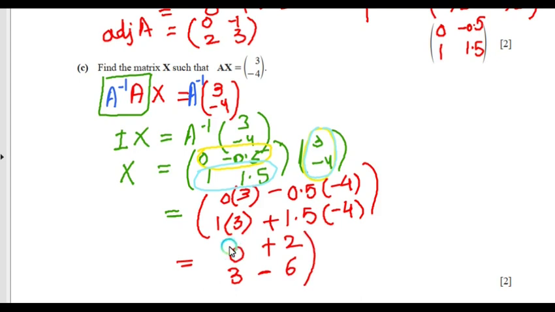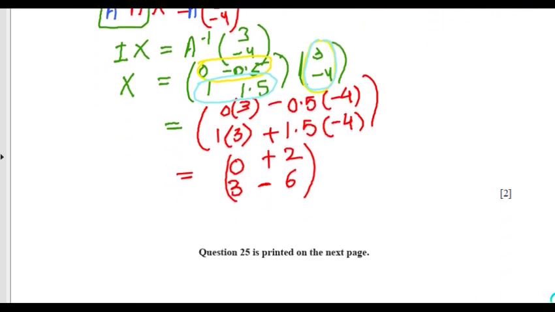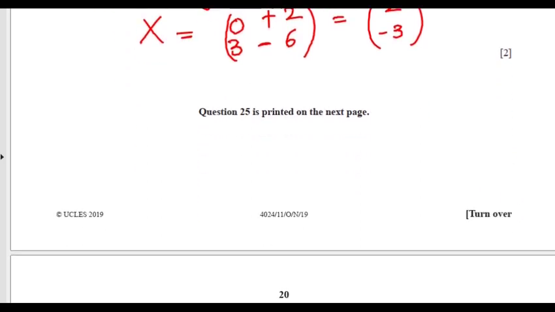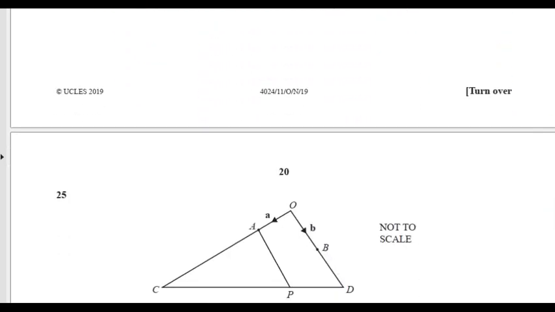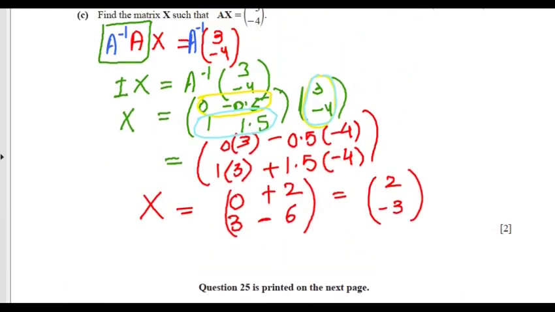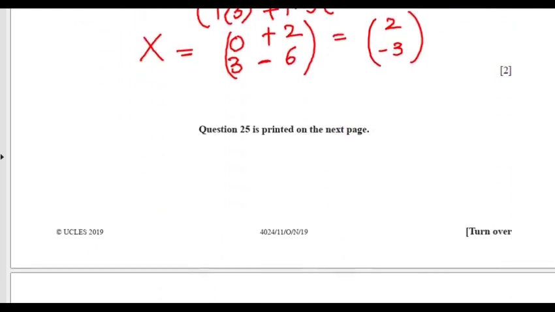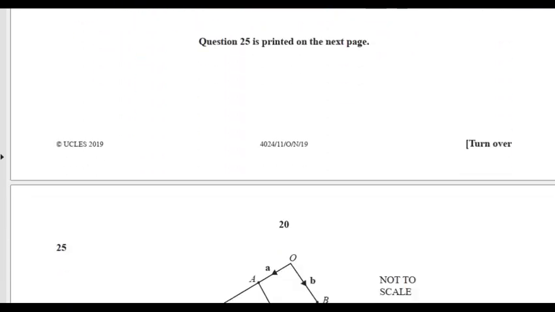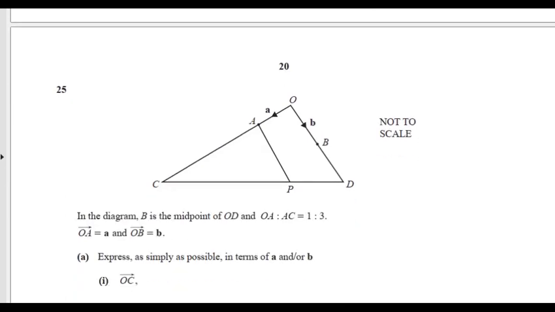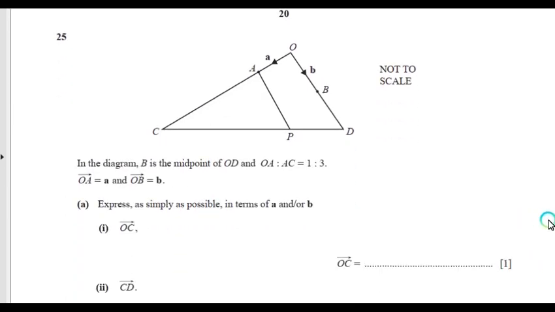So this is matrix to matrix multiplication. It means the rows of the first matrix will multiply the columns of the second matrix. So the first row is this, it will multiply by the first column, right. So 0 into 3, then minus 0.5 times negative 4. So first row into first column, then second row, this one, into the column.